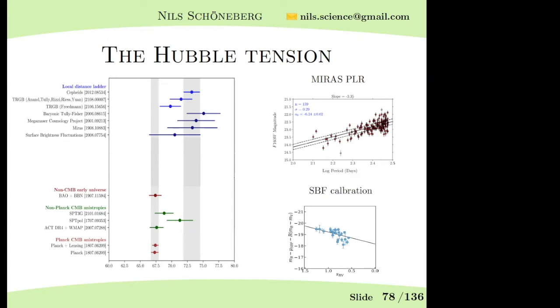Surface brightness fluctuations are similar, except that it's not a star, but the fluctuations of the surface brightness of a galaxy. Okay, which also has a relatively tight relation. You see it's not super tight, but in any case, you can also make an inference.